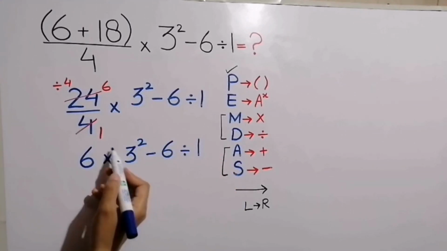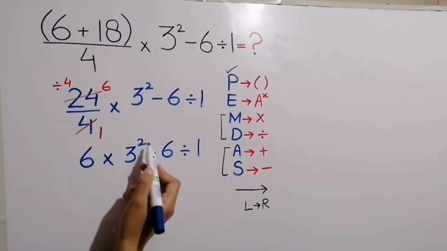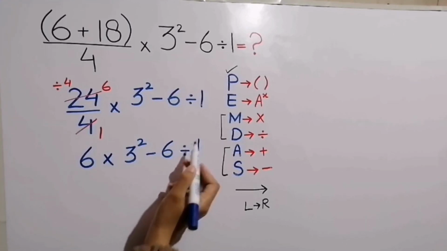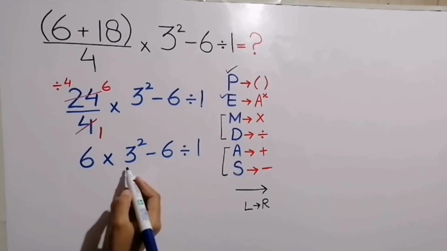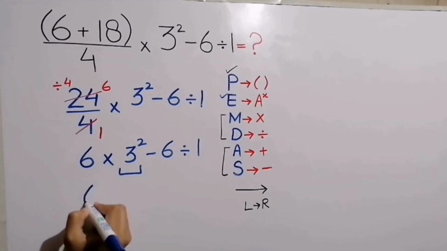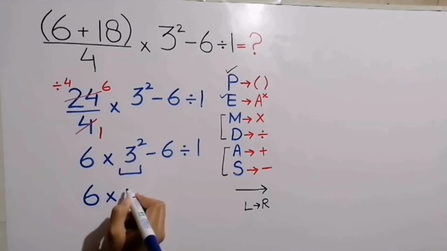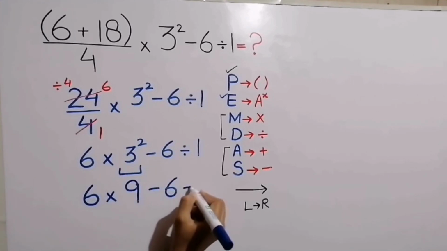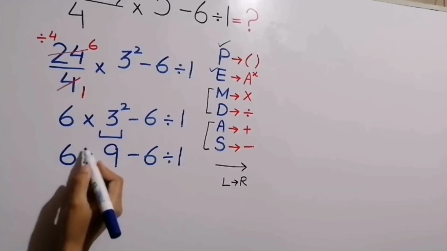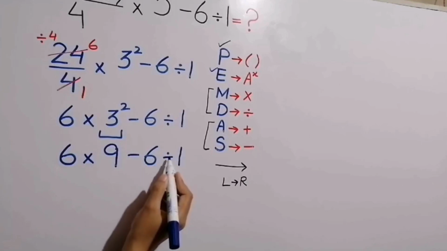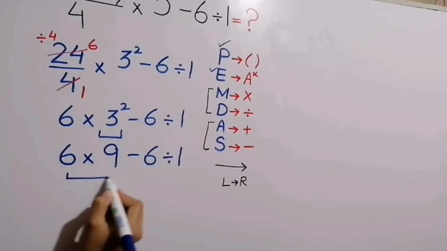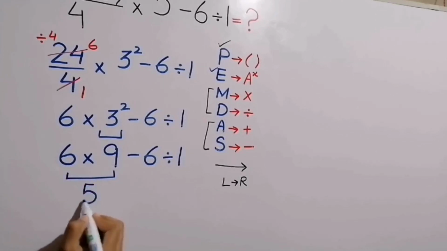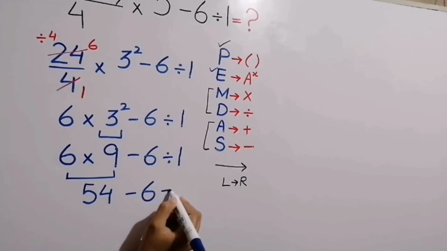Okay guys, now we have multiplication, exponent, subtraction, and division. In the next step, after parentheses, we simplify the exponent. We write this expression as 6 times 3 times 3, which equals 9, then minus 6 divided by 1. Now we have multiplication, subtraction, and division. According to PEMDAS, first we do this multiplication. 6 times 9 equals 54, minus 6 divided by 1.